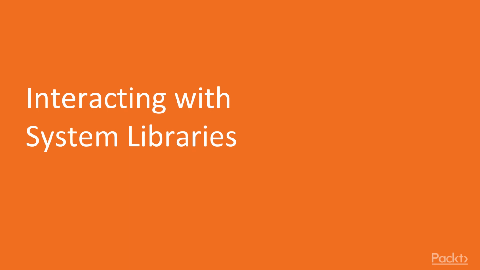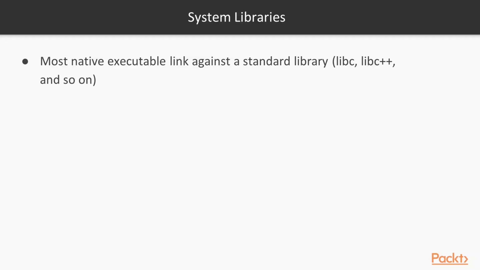This video sets the stage so that you can understand how WebAssembly and Emscripten provide you standard system libraries. Most native executables link against a standard library, libc, libc++, or any of their derivatives. These libraries provide you access to functions that interact with hardware, file systems, or operating systems. We can't use those in the web browser.